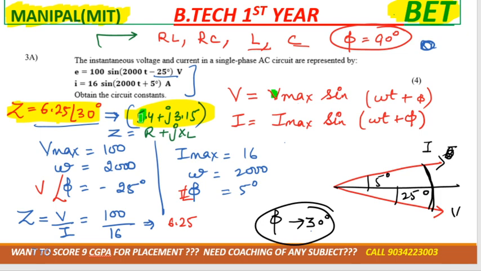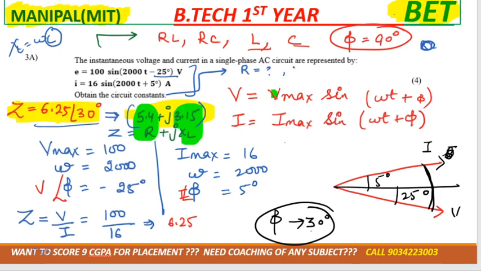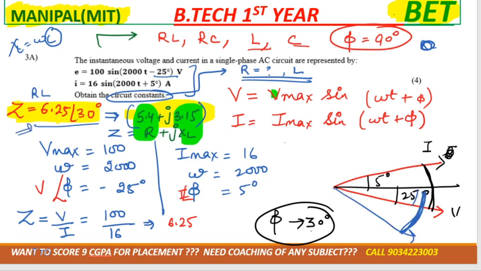So can you get the R value? R is how much? 5.4. XL is how much? 3.15. If we have XL is equal to omega L, omega we already have. Can we get L? So basically obtain the circuit constant means they are asking the value for R and L. If the angle is negative, then here also it would be negative, then in that case R minus JXC. Then we need to calculate R and C. So obtain the circuit constant means you need to calculate R and L. So this kind of question can also come in your midterm.